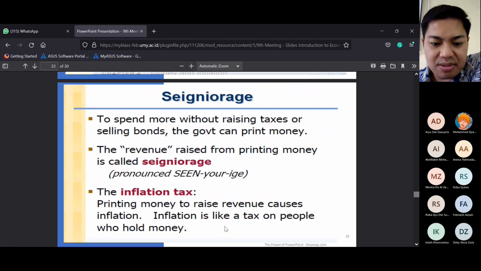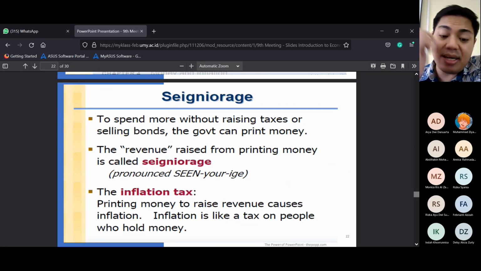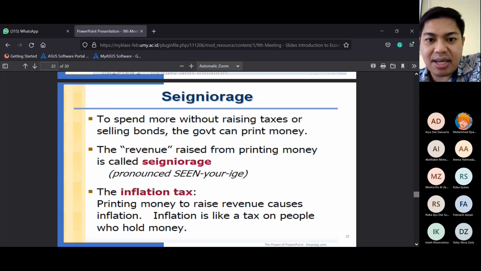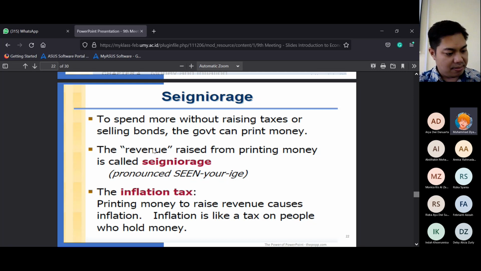Okay, here, seigniorage. Could you please help me to read, Brother Zian? Seigniorage, please. To spend more without raising taxes or selling bonds, the government can print money. The revenue raised from printing money is called seigniorage. The inflation tax: printing money to raise revenue causes inflation. Inflation is like a tax on people who hold money. Done, sir.